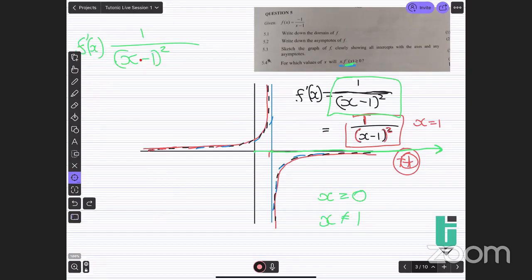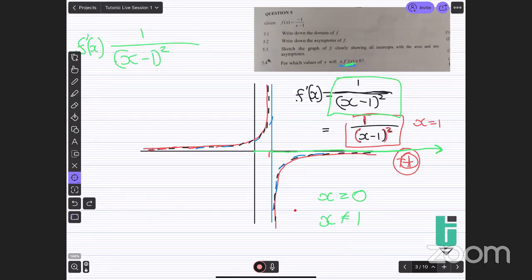Isn't this an equation for the gradient? Yes. This 1 can never be 0, because if the numerator is 1, it can never be 0. And therefore, this number can never be 0. Therefore, for this graph, the gradient can never be 0. Which is why the hyperbola doesn't have a turning point.